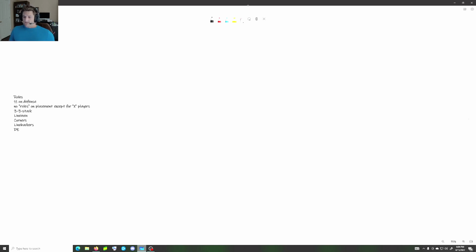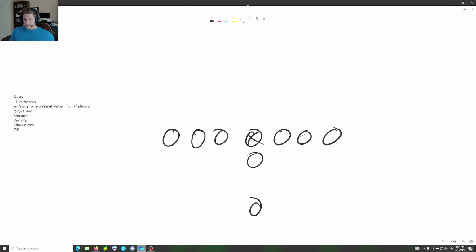So I want to get into some examples just so you understand our terminology. This is an offense we faced last year that did pretty good. They beat us. They just beat us. They did well. So our methodology would be over the top of the center, over the top of the tackle, over the top of the tackle.